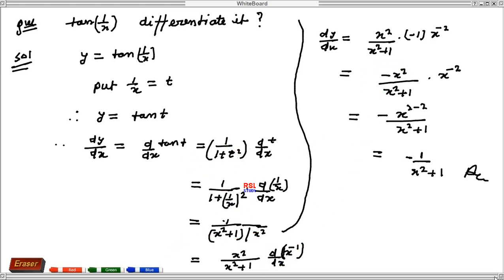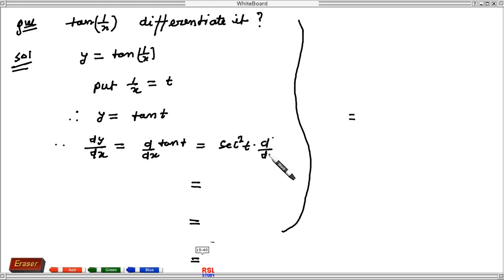I am repeating again: if there is tan inverse t, then d/dx of tan inverse t is 1 by 1 plus t square into d/dx of t. That is for this case. But here you should know that it is only tan 1 by x. So if you put 1 by x equal to t, then y will be equal to tan t. If you differentiate tan t with respect to x, d/dx of tan t is sec square t, not this. This is for tan inverse t. So that is the big blunder that has been made. So, just improving.